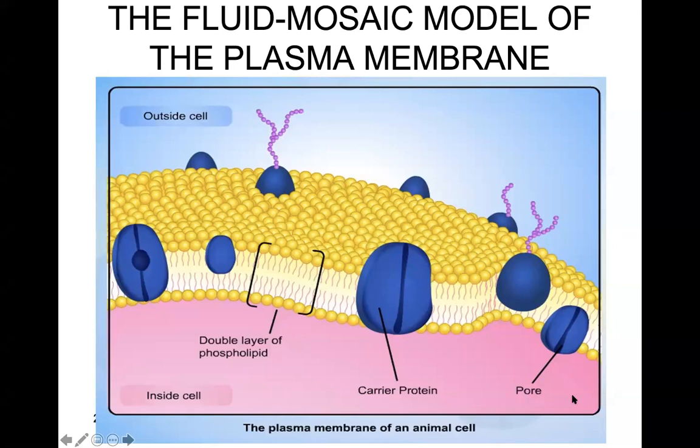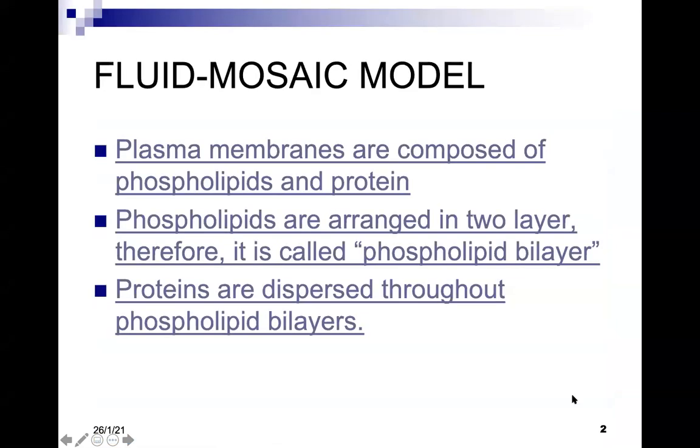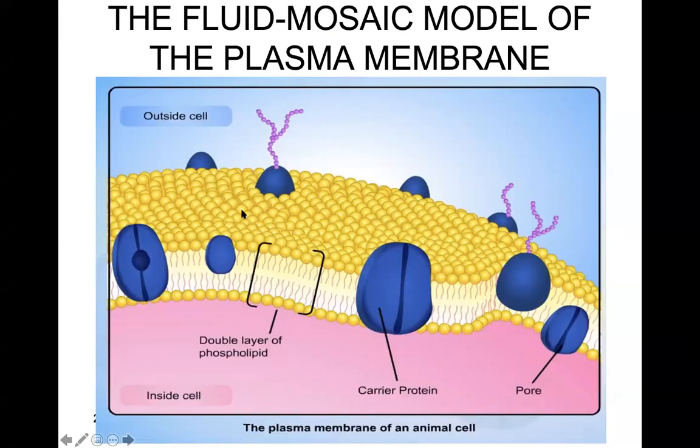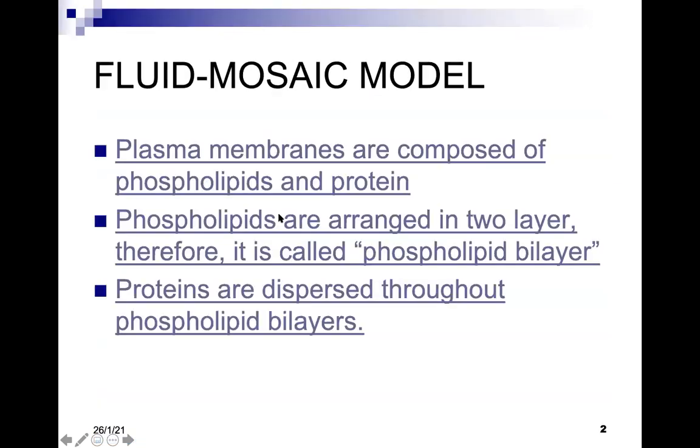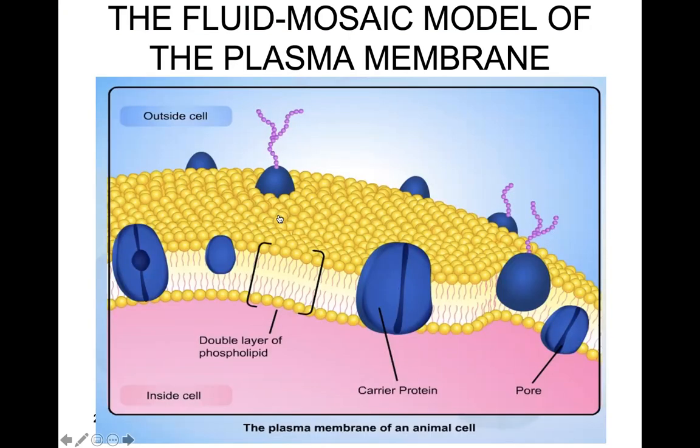It is also represented as a fluid mosaic model. The plasma membrane consists of phospholipid and also protein. So this is the plasma membrane as a whole. It consists of protein; the blue color is protein. And then the yellow ones, also in the middle, we know them as phospholipid. So the plasma membrane consists of phospholipid and protein.